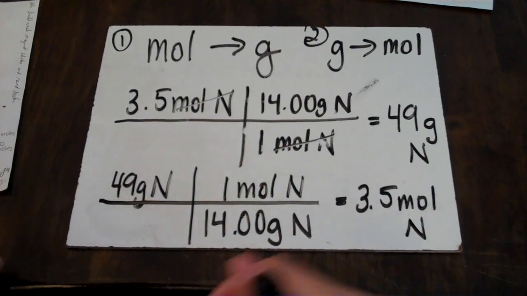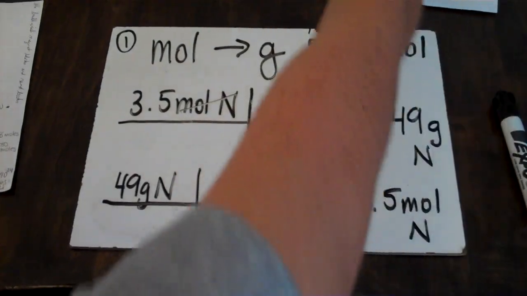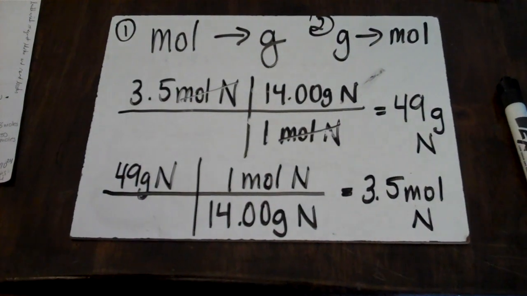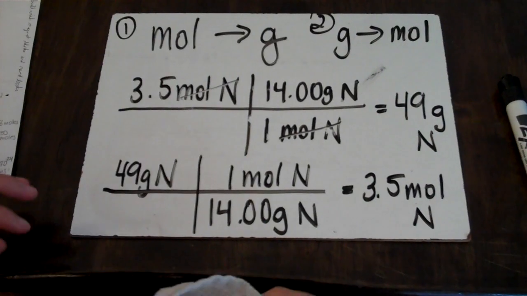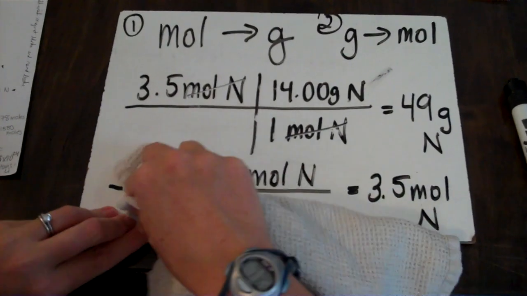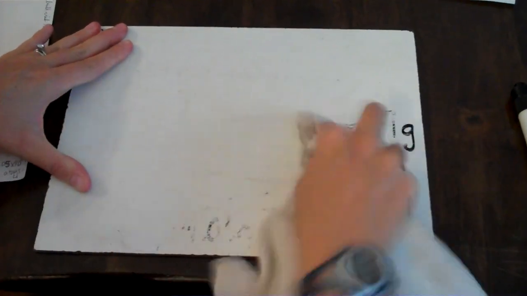All right, let's use that big number, 6.02 times 10 to the 23, and do some atomic conversions. All right, here we go. I'm going to erase. Fancy eraser. Okay, here we go.